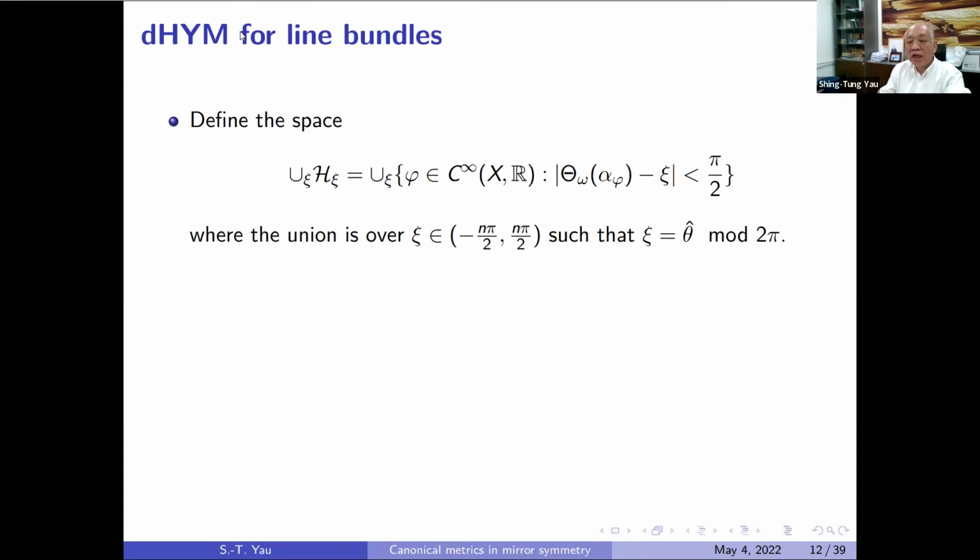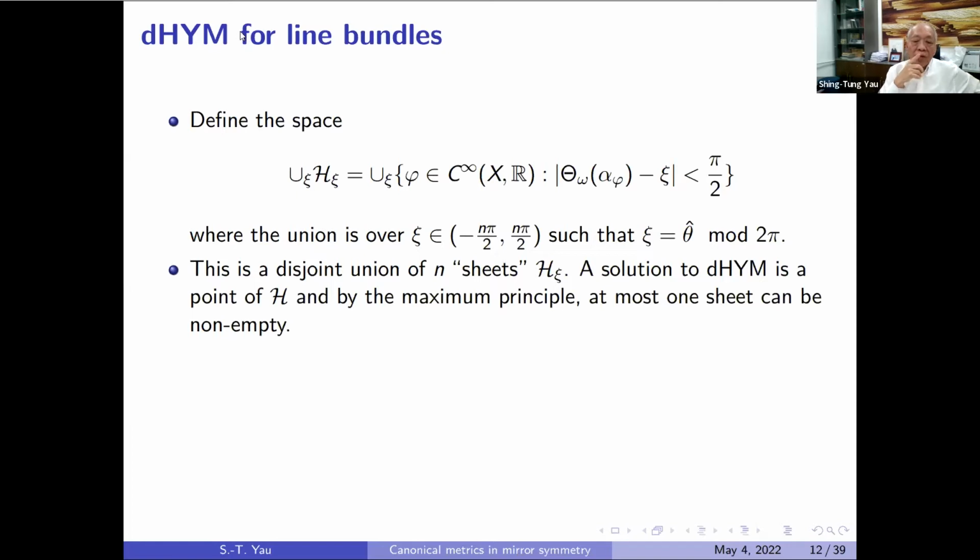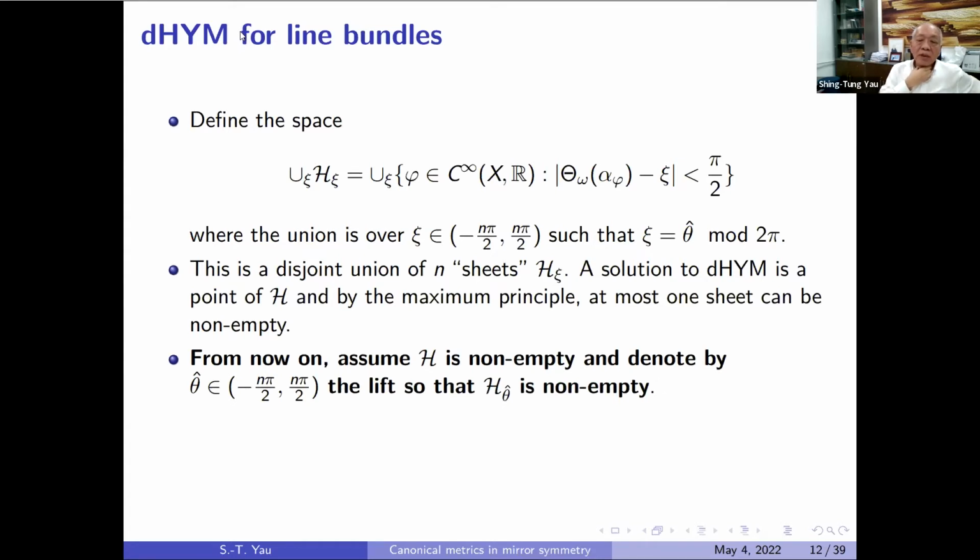Here theta is equal to theta hat mod 2 pi. So theta hat was given to you, but as an element in the circle, so it's only well defined up to 2 pi. And now we look at all the possibilities for theta equal to theta hat. This defines a space, a disjoint union of n leaves depending on theta. So now, a solution to deformed Hermitian-Yang-Mills will be a point of H. And by the maximum principle, there will be at most one leaf that can be non-empty. From now on, we shall assume H is non-empty. If it's empty, there will be no solution, of course. And we will denote by theta hat the leaf such that H theta hat is non-empty. So this will be the notation that we will be using.